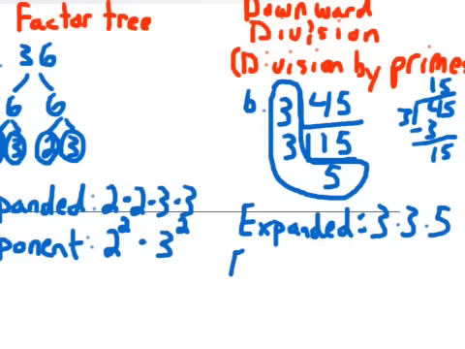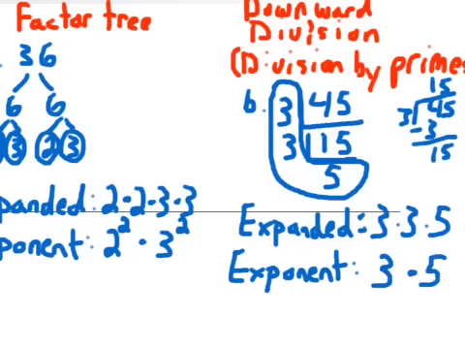Alright? Now exponent form. Again, for exponent form, I want to know what different numbers am I multiplying together. Well, I'm multiplying some 3's by some 5's. And then I look, how many 3's do I have? I've got 2 of them. How many 5's do I have? I only have 1. Okay? I don't need to put an exponent when there's 1 because this number right here just tells me I have 1 5 there. And this tells me I have 2 3's. Alright? So that's my answer for that one.